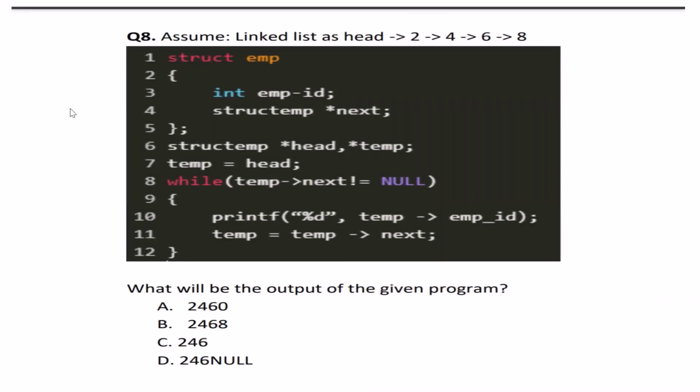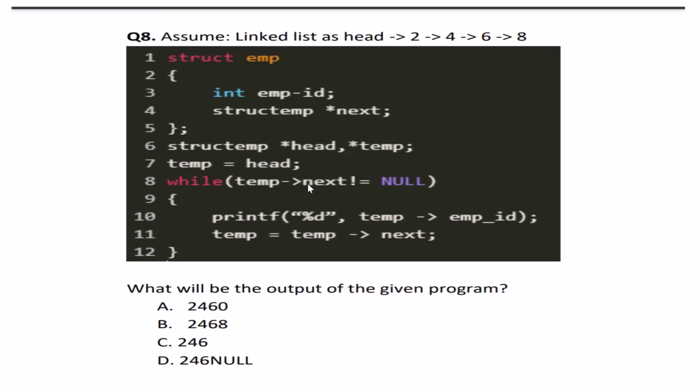Okay, this is an important question, but it must be easy. Even if you have written the code of a linked list once, or even if you know the very basics of a linked list, you would have easily cracked it. So what is happening? A struct is made, and for the linked list, things are being done. We are taking the head in a temporary variable, and head is 2. So head is taken in a temporary variable.